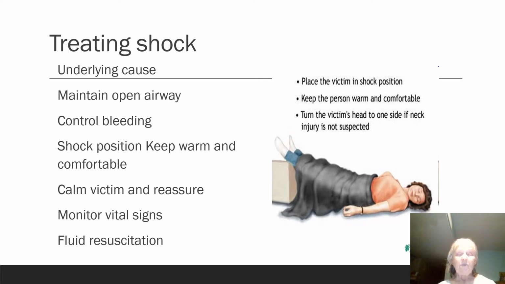And that is if they vomit, then they're not going to aspirate on it. Calm them, okay? You can talk to them. Let them know what's going on. We're here to help you. You can monitor vital signs. Some people go, but I don't have a stethoscope. But you do have a hand, and with the hand you can take your pulse rates, you can feel the skin temperature, you can pretty well figure out what's going on with them.